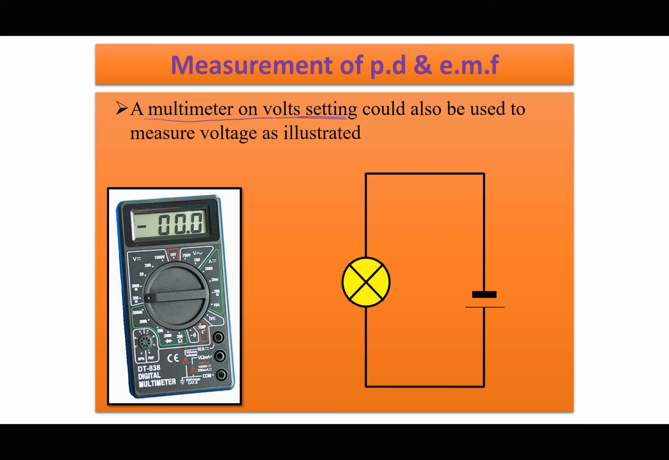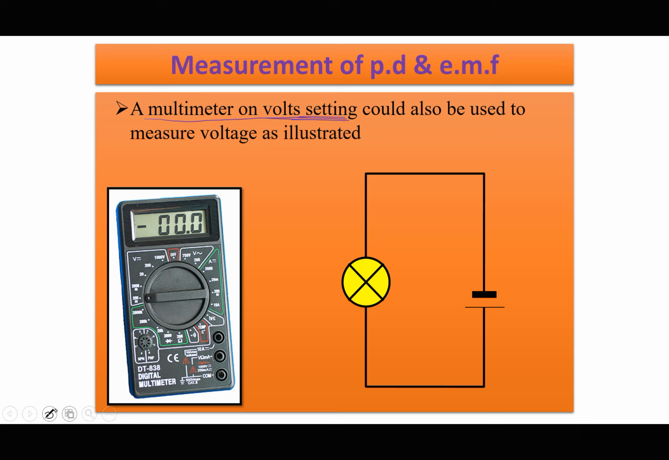It should be on the volt setting because the multimeter will measure resistance, it will measure voltage, it will measure current, it may measure a lot of things. So if it is measuring current, it should be on the ampere setting. If it's measuring voltage or EMF or PD, it should be on the volt setting. If it's measuring resistance, it should be on the ohms setting. So you must tell the examiner exactly what you're talking about.